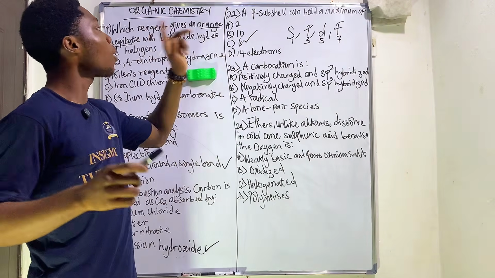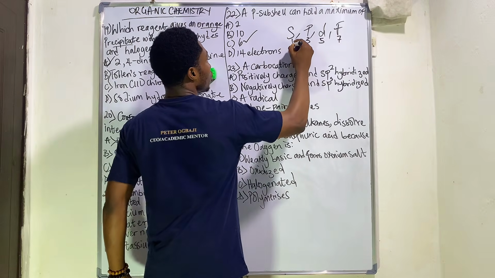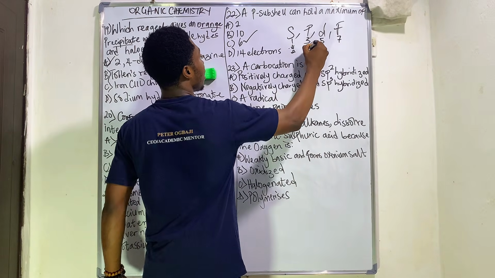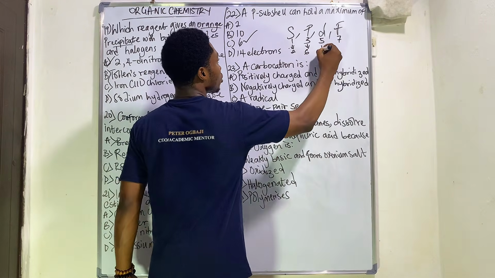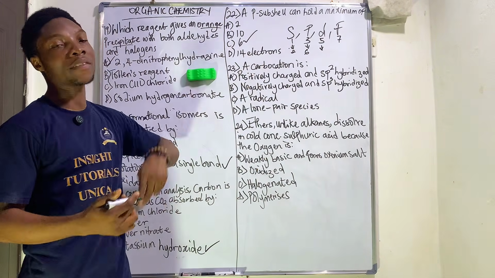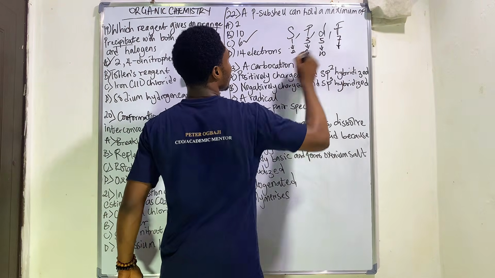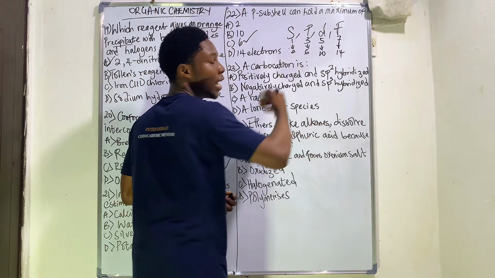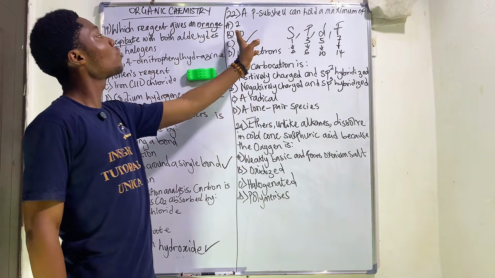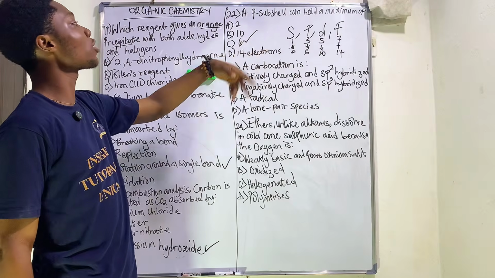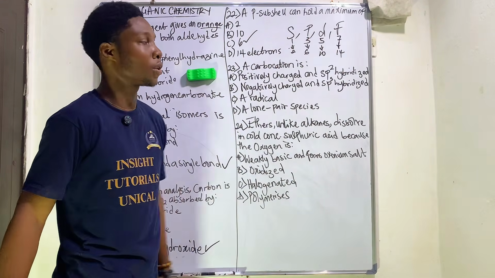So now we did say that orbitals can only house 2 electrons. That means the S subshell will house 2 electrons. The P subshell, since there are 3 orbitals, 3 times 2 is 6 electrons. The D subshell, since there are 5 orbitals, 5 times 2 is 10 electrons. And the F subshell, since there are 7 orbitals, will house 7 times 2, which is 14 electrons. So the P subshell can hold a maximum of 6 electrons. 2 is for the S subshell, 10 is for the D subshell, 14 is for the F subshell.